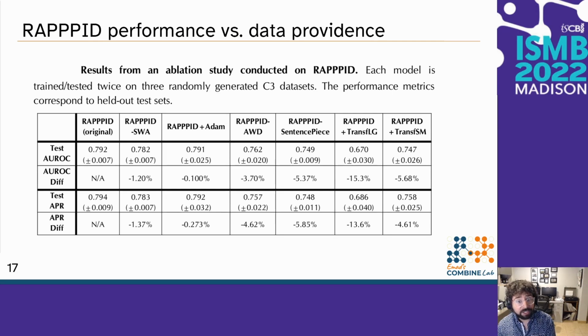We performed an ablation study on RAPPPID to determine which elements of RAPPPID were most important to its performance. We found the SentencePiece tokenizer and the AWD-LSTM encoder to be the most important parts of RAPPPID's performance. We also tested replacing the AWD-LSTM encoder with a transformer architecture. We tested two sets of hyperparameters, a larger transformer based on the BERT architecture and a smaller transformer. Both resulted in worse AUROCs, which we attribute to overfitting caused by the relatively small size of our datasets.